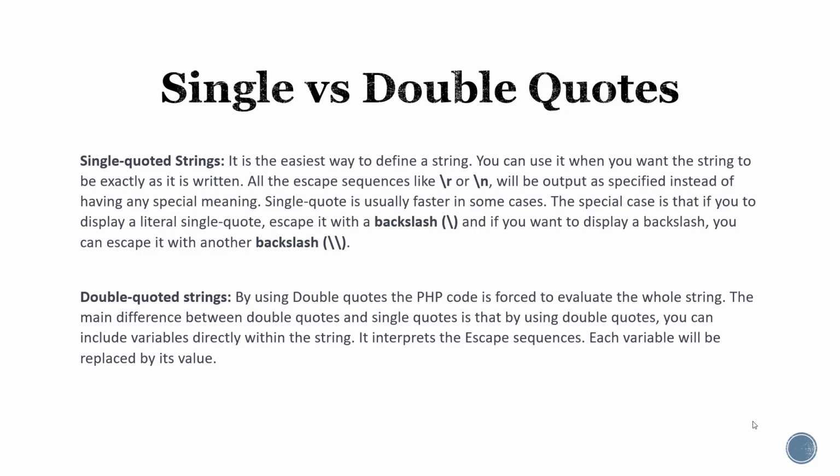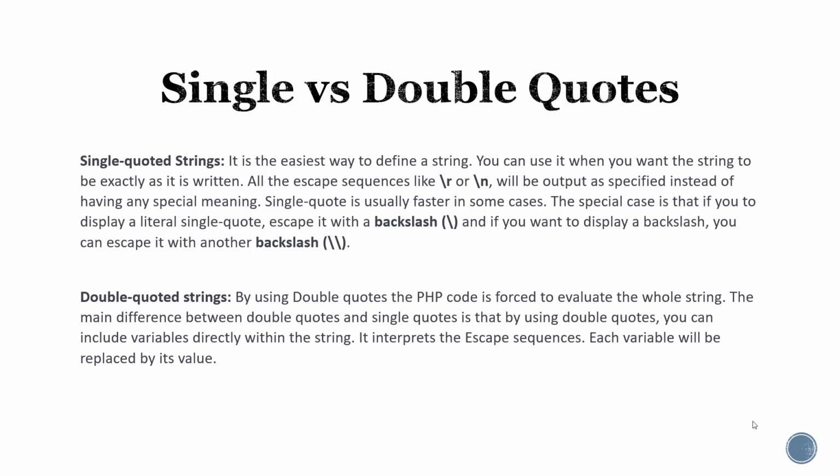So even though single quote is usually faster than double quotes in some cases, you will only use it if you want to display everything that is within that string. Okay, so the special case is that if you display a literal single quote, escape it with a \. And if you want to display a \, you can escape it with another \.